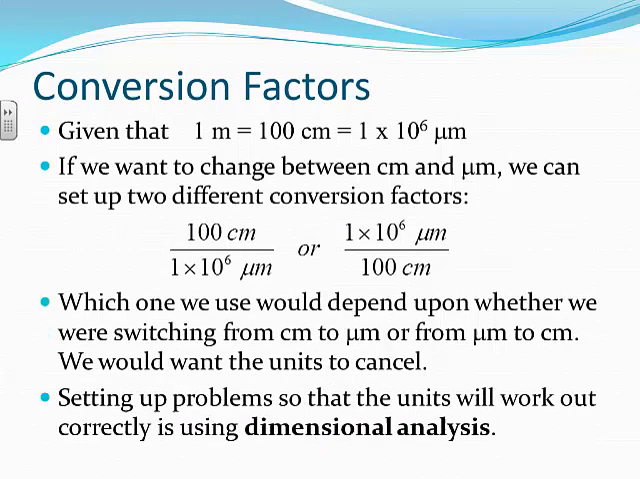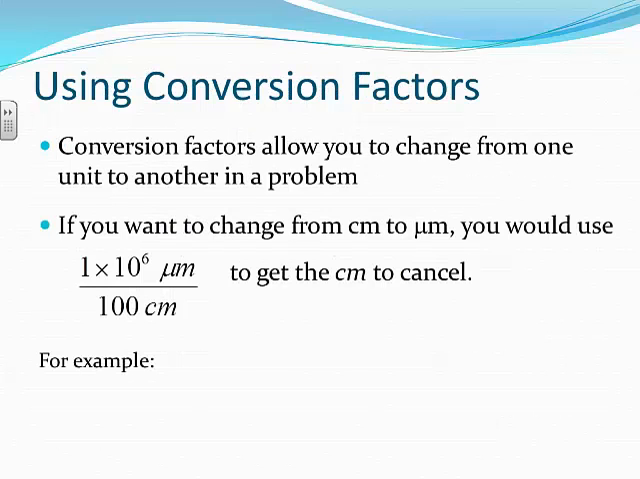Given that 1 meter is the same as 100 centimeters, which is the same as 1 times 10 to the 6th micrometers, if we want to change between centimeters and micrometers, we can set up 2 different conversion factors depending upon which direction we need to change it. We would want the units to cancel. Setting up problems so that the units will work out correctly is using dimensional analysis. Conversion factors allow you to change from one unit to another in a problem.